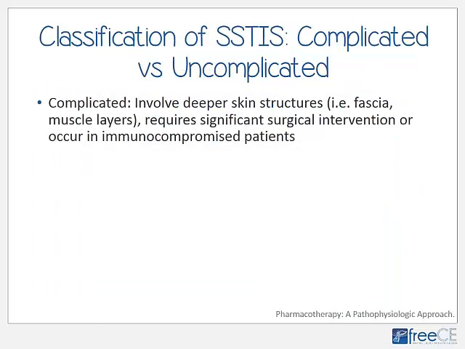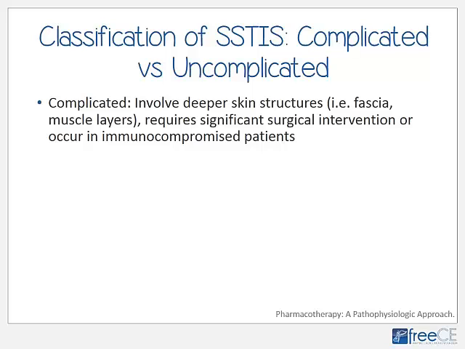Before we delve further into the pathophysiology and the clinical presentation, I wanted to go over a little bit about classifications. Primary versus secondary is one type of way to classify your infection, and that helps to think about the type of organism that you most likely need to think about treating. There's also this generic complicated versus uncomplicated definition that you'll see in the literature. A complicated infection involves deeper skin structures such as the fascia or muscle layers. It's also defined as requiring significant surgical intervention, or it occurs in immunocompromised patients. But it doesn't really delve into exactly what you do with that.